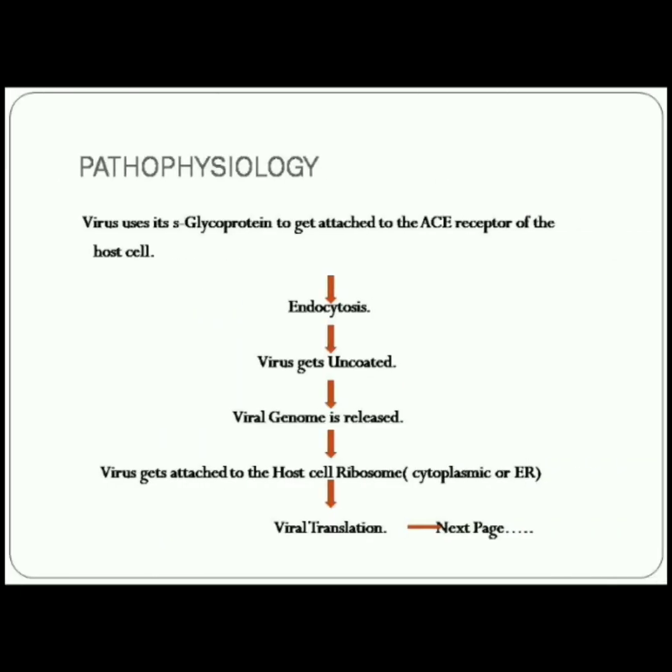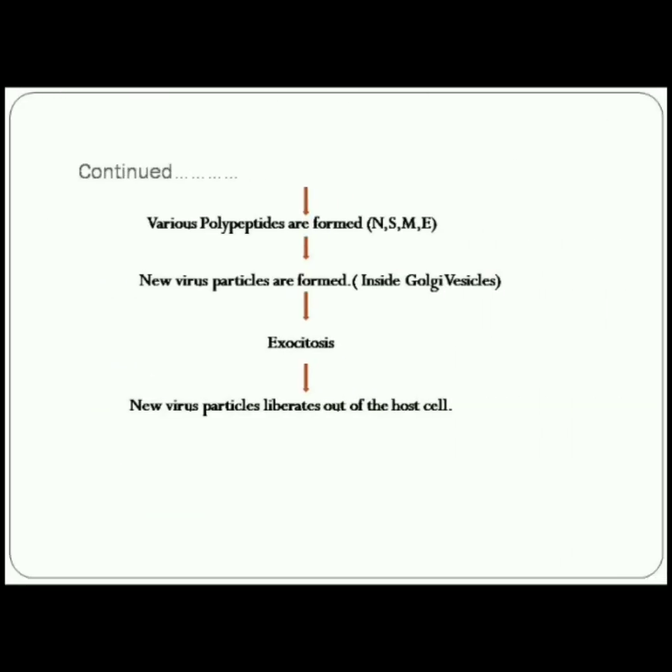Then briefly talking about the pathophysiology, the virus uses its S-glycoprotein to attach to the ACE receptor of the host cell, most commonly the type 2 alveolar cell. Then by endocytosis, it enters the host cell. The virus gets uncoated and the viral genome is released. The genome attaches to the host cell ribosome, either the cytoplasmic ribosome or the ribosome on the endoplasmic reticular surface. By translation, it produces various polypeptides, from which new virus particles are formed, and then by exocytosis, new virus particles are liberated out of the host cell.